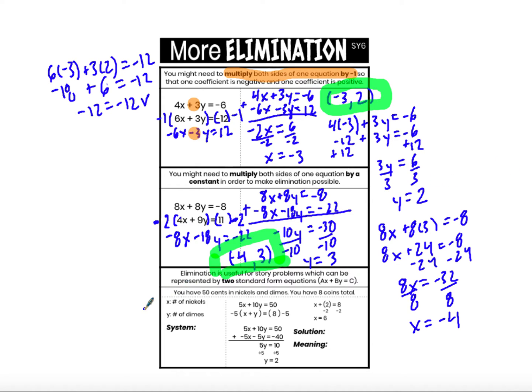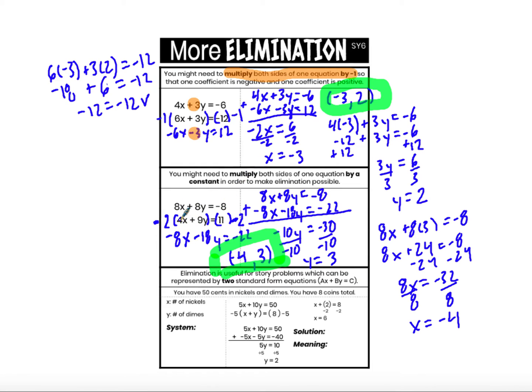Now, I know you do not have room in your toolkit to do the check, so I'm just going to talk through it. I used that first equation, so I'm pretty confident. 8 times negative 4 is negative 32. Negative 32 plus 8 times 3, which is 24. So negative 32 plus 24 is in fact negative 8.